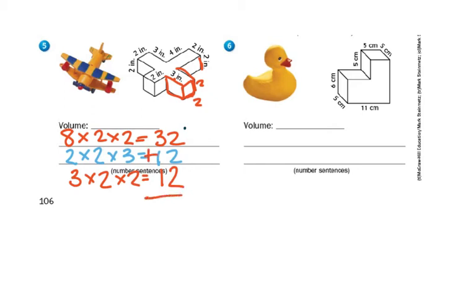Now we're going to add up all those numbers. 2 plus 2 plus 2 is 6. 3 plus 1 is 5. So the volume of that complex figure is 56 inches cubed.